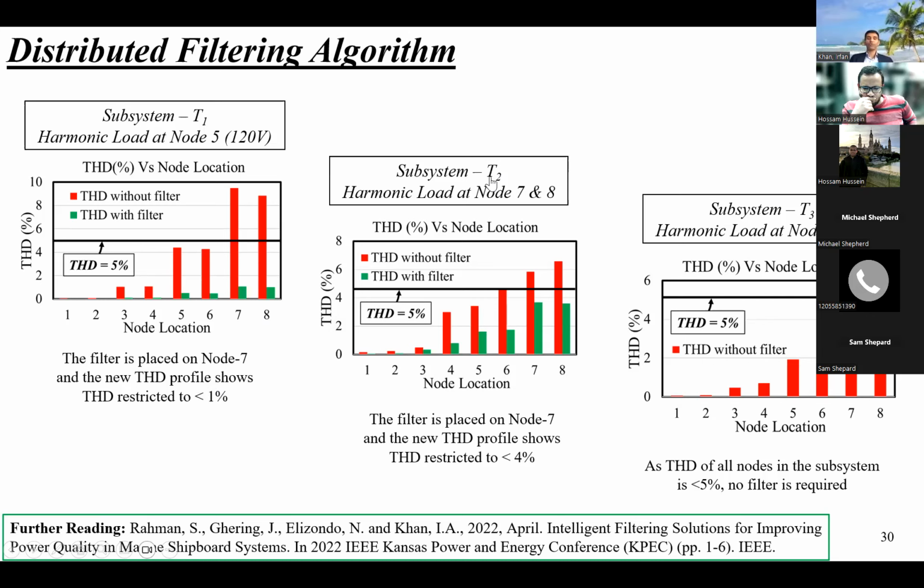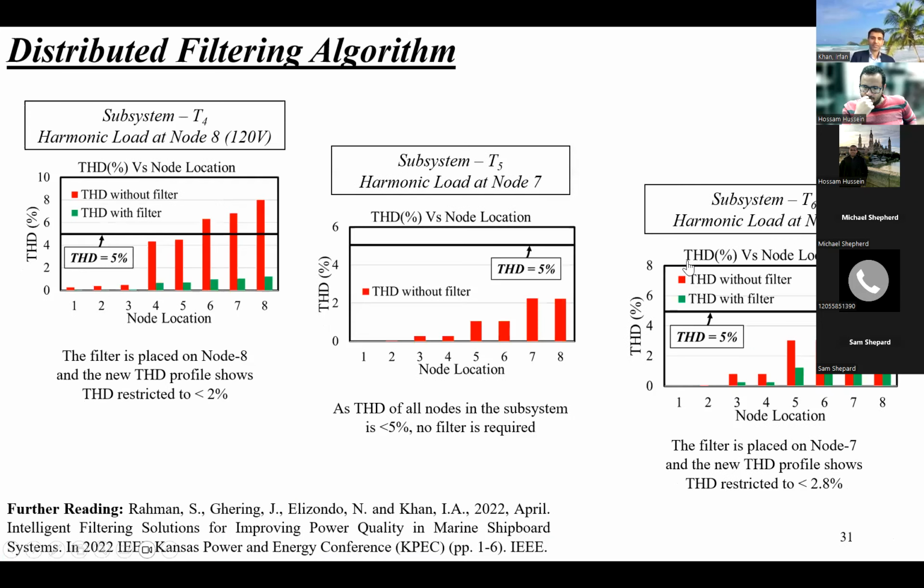Similarly, in subsystem 2, the harmonic load was connected at nodes 7 and 8, and so THD was high. So the filter was placed at bus number 7, and the new THD profile shows THD restricted to less than 4%. Similarly, in subsystem 3, we have a harmonic load at bus numbers 4, 5, and 6, and so THD of all nodes in the subsystem is less than 5%, which is fine. We did not include any filter in this case. And the paper is given here. You can read this paper for detailed analysis.